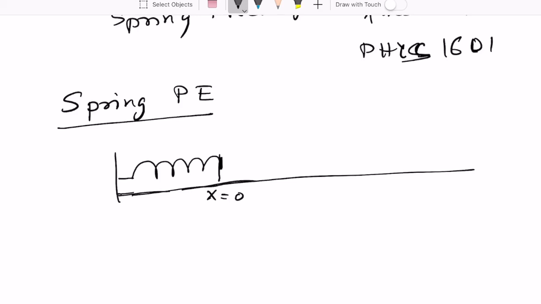Suppose you stretch the spring or even compress the spring, it doesn't matter. So I'll just draw another one here. Suppose you stretch the spring to some arbitrary x, and this was the x equals 0.